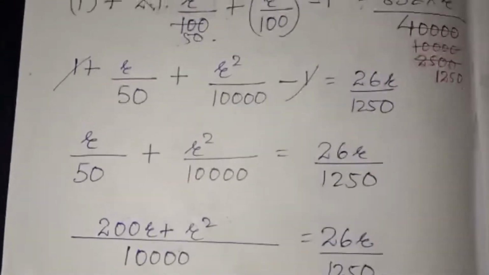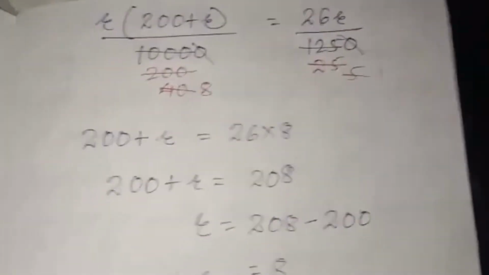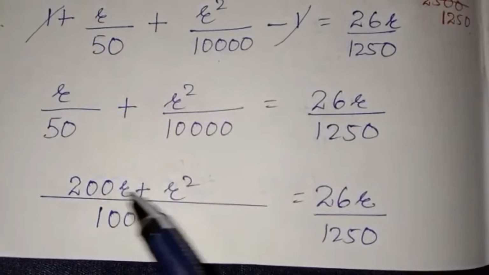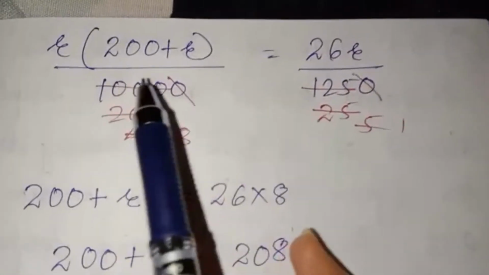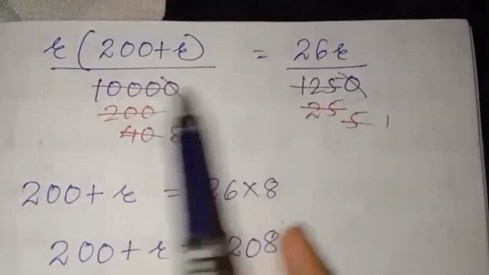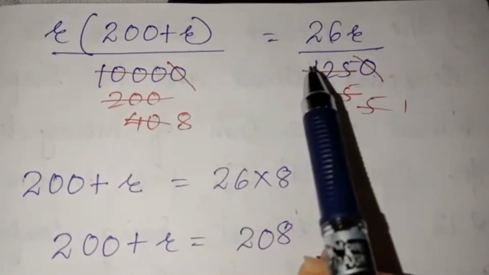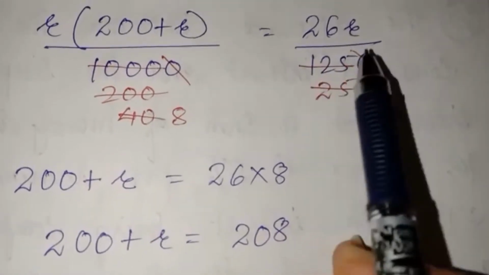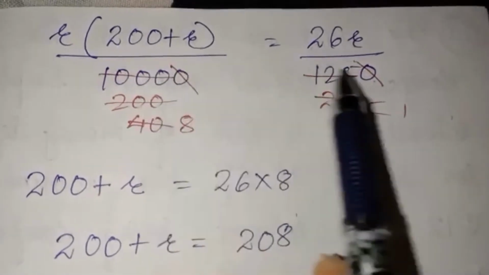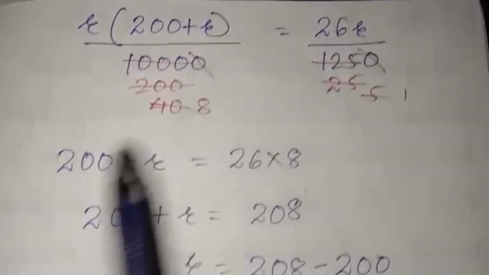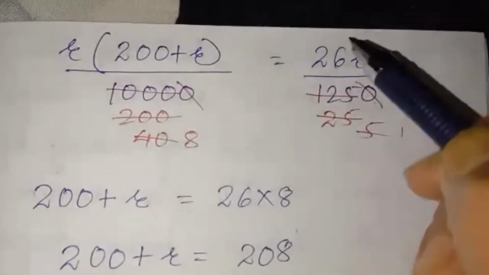Next, from here you take out R common, then I will get this line. After that you cancel these two, both are in the denominator and we don't have any other number, so they are independent, we can cancel them. So the zeros cancel. Now cancel with 5, you'll get here 8 and here 1. So 200 plus R, and R also we can cancel.